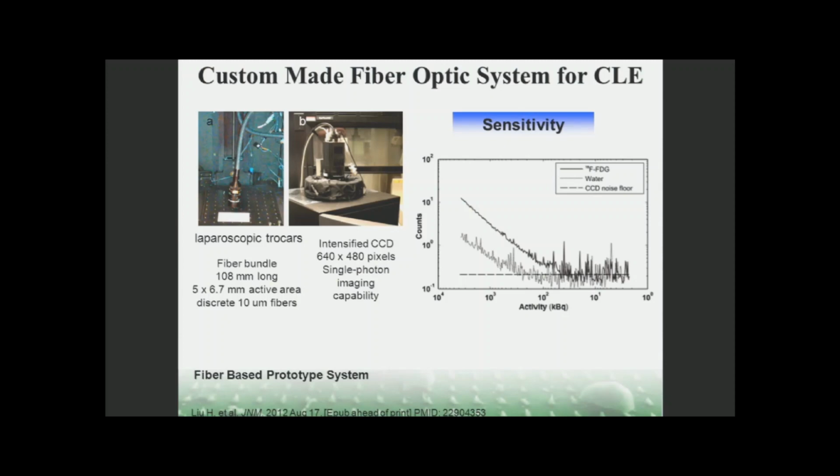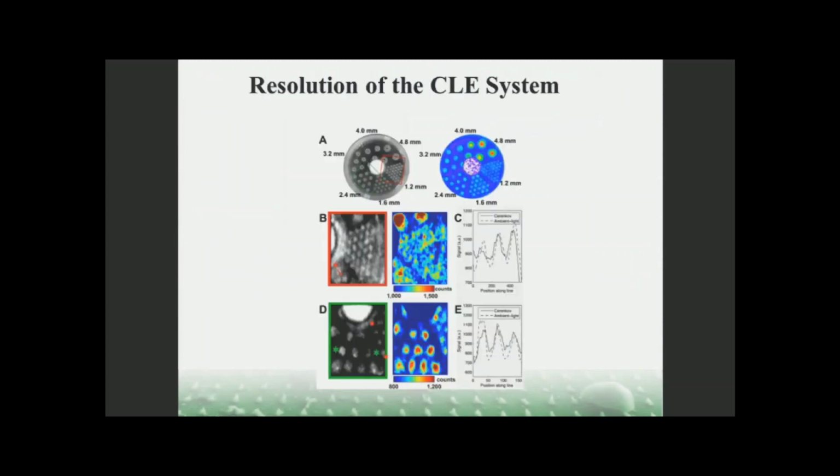And then here we also measure the sensitivity of this custom-made fiber optical system. We found this one can only detect 1 microcurie of activity. So as you can see here, if you want to see low activity, the noise is too high. So 1 microcurie looks like it's the one we can achieve right now.